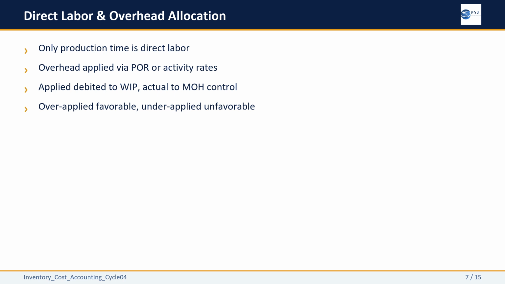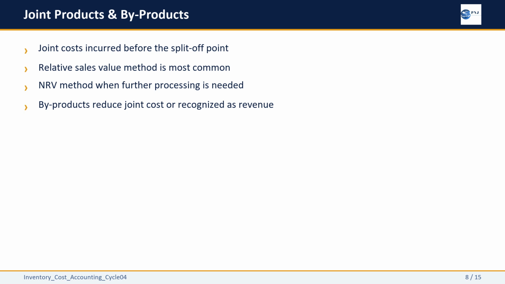Sometimes one process yields several products at once. Sometimes a single process produces several distinct outputs. Think of refining crude oil into gasoline, diesel, and jet fuel, all valuable. The costs incurred before the split-off point are joint costs, and they must be allocated.